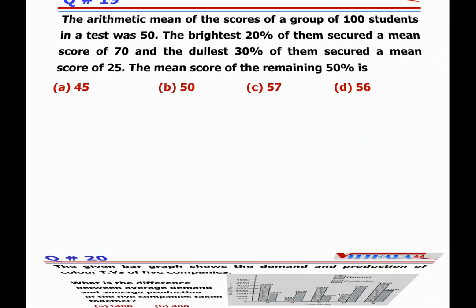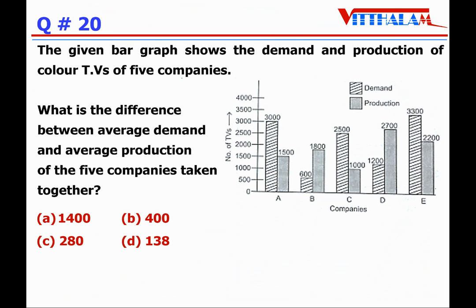Next. The given bar graph shows the demand and production of colored TVs for 5 companies. Here are companies A, B, C, D, E. This part is demand and this is production. So the number of TVs demanded and produced is given for the 5 different companies. What is the question? What is the difference between average demand and average production of the 5 companies taken together?